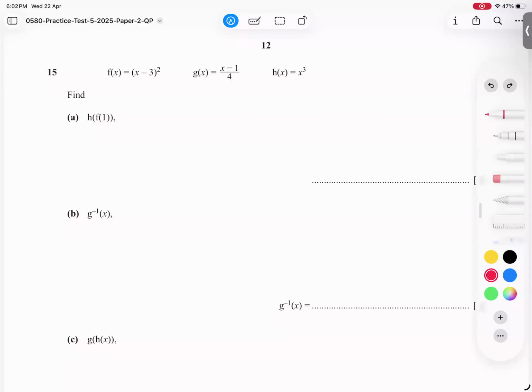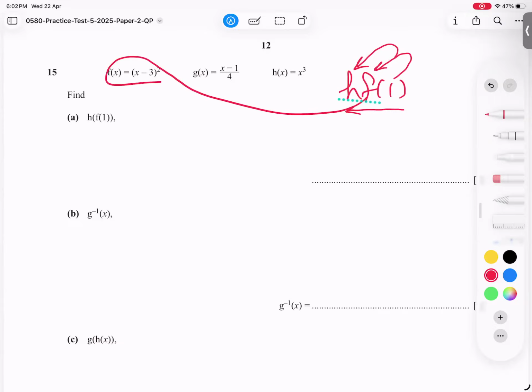Question of function. So basically we have h f of 1. So we have to first plug in 1 in f and then plug in f(1) in h. So step by step, step right to left. So I'm copying function of f. So step number 1, I'm writing function of f as it is completely.